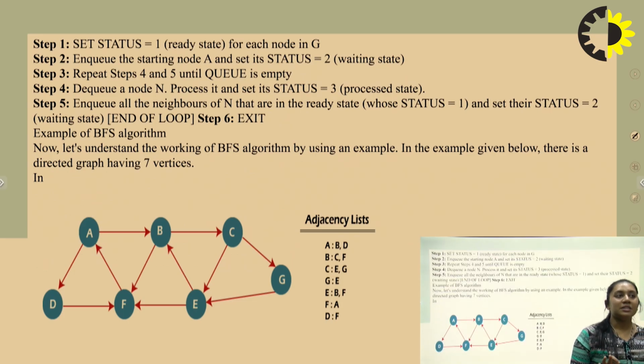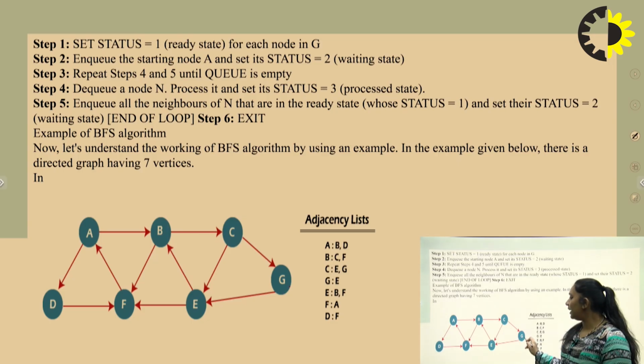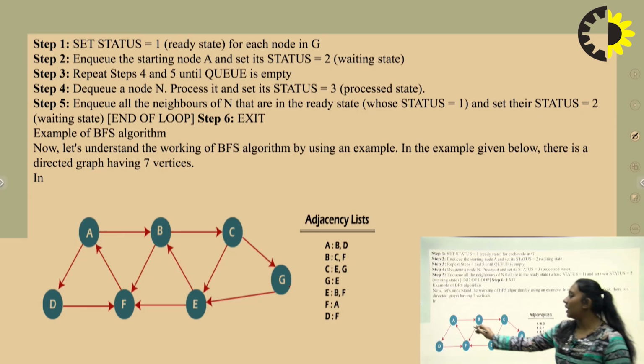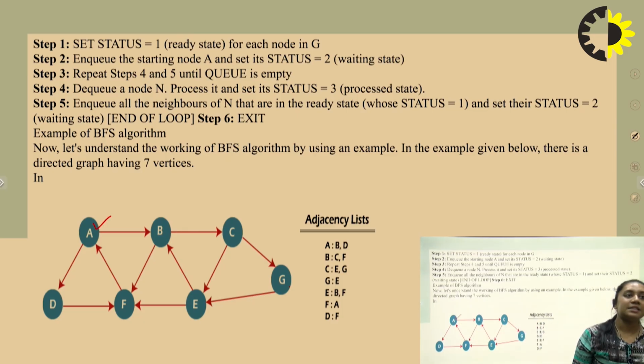The algorithm is like this: step 1, you need to set the status to 1, which we call the ready state, for the elements A to G. Next, we enqueue the starting node, which is A, and set its status to 2. Then repeat the further steps until the queue is empty. Then sequentially dequeue, which means deleting the node, and process it to status 3, the processed state, and enqueue all the neighbors until all the elements are visited.